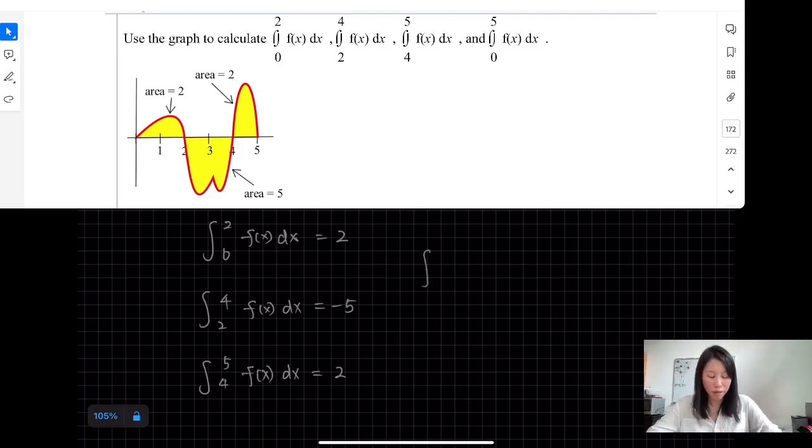And now what about the total integral from 0 to 5 of f(x) dx? I will have 2 minus 5 plus 2, which is negative 1. Another way to do integration is to use a graphing calculator.